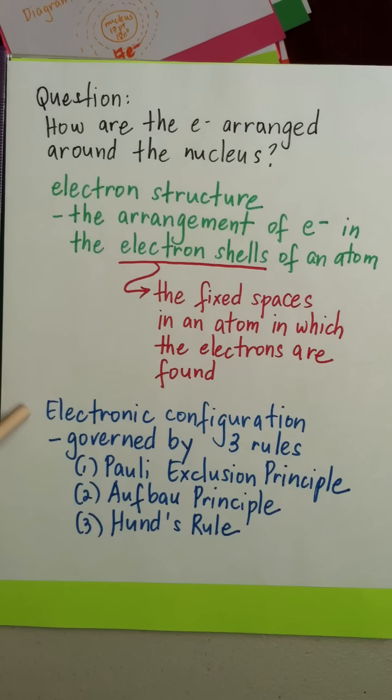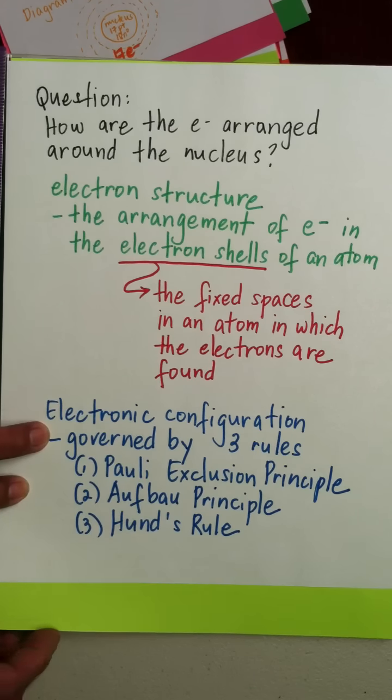This brings us to what we call electronic configuration, which actually details for us how the electrons are arranged around the nucleus. And this is governed by 3 rules. 1 is the Pauli exclusion principle, 2 is the Aufbau principle, and 3 we have Hund's rule. At this point in our chemistry lesson, we will not look at the details of each of these rules, but rather we will look at their implications.